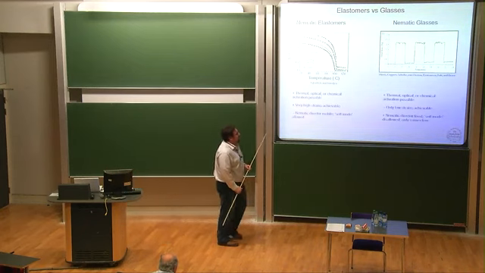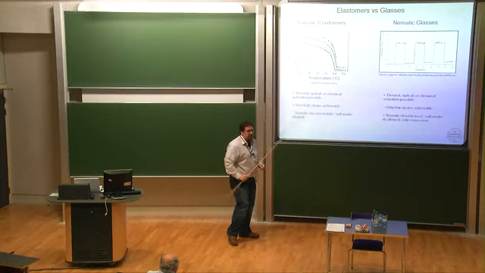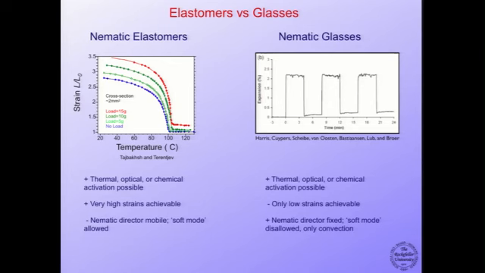Okay, so this is the comparison slide that I promised. These are the differences between the nematic elastomers and the nematic glasses, and some of these are the same, of course. They both can be activated in a number of different ways. Optical with photonics is what I'm going to mostly think about here, but some of these effects you can also achieve with temperature or gradients of chemical potential or things like that.